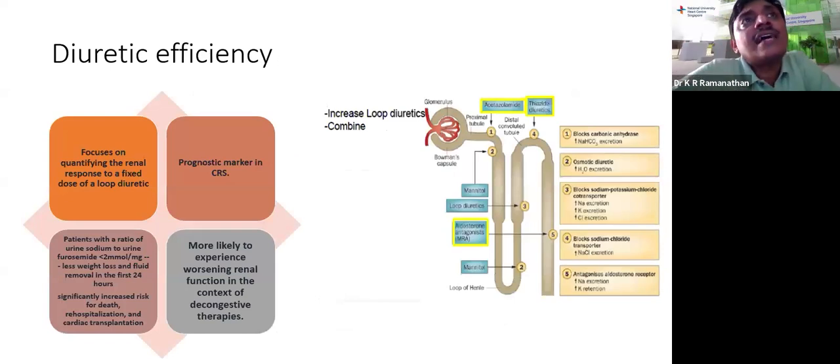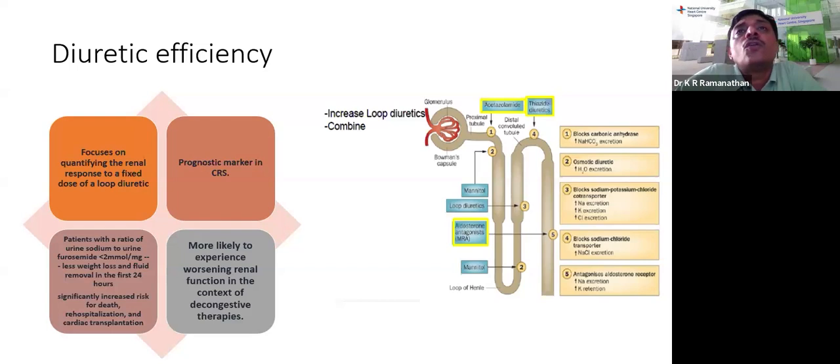Now, to assess diuretic resistance, it's best you understand diuretic efficiency. Now, that is a concept which is, again, new, and it's coming up, which focuses on quantifying the renal response to a fixed dose of loop diuretic. It's considered as a prognostic marker in cardiorenal syndrome type 1. And essentially, it's to give you a rough idea of what it is. I'm again not going into the details of it. It's a ratio of urine sodium to urine furosemide, and that's what you use to assess your diuretic efficiency. So if the diuretic efficiency is poor, these patients are more likely to experience worsening renal function even in the context of decongestive therapies.